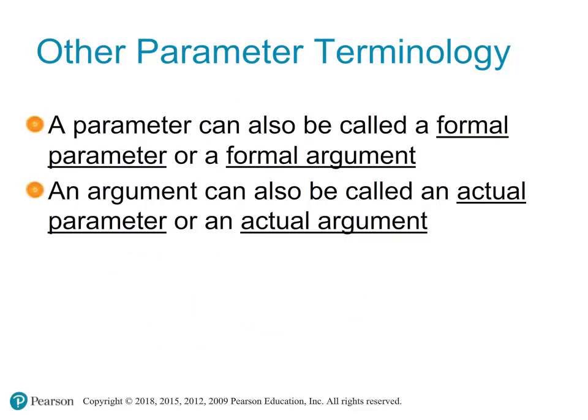Parameters are also known as formal parameters or formal arguments. This is the variable declared inside the function definition. It acts as a placeholder for the value that will be passed into the function. In void displayValue(int num), num is a formal parameter. An argument is also known as an actual parameter or actual argument. This is the specific value or variable that you pass into the function when you call it. In the function call displayValue(5), the number 5 is an actual argument.